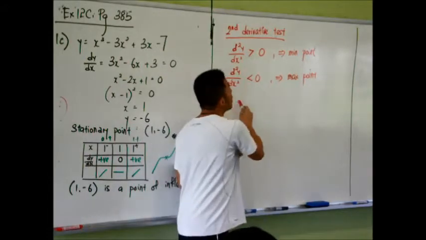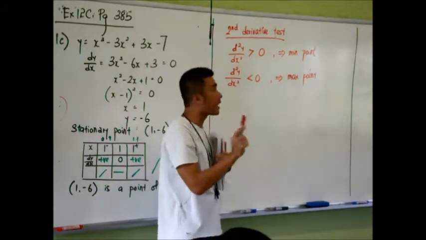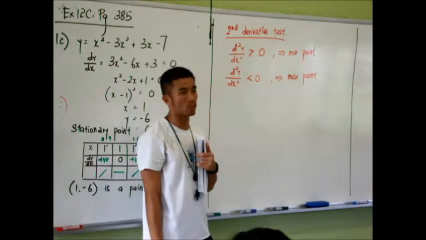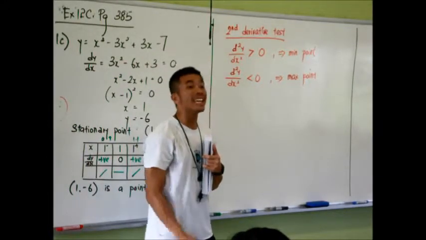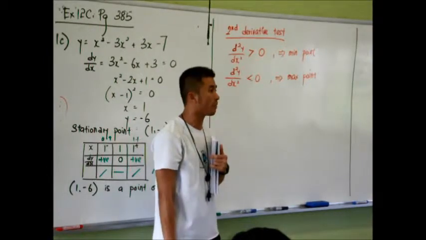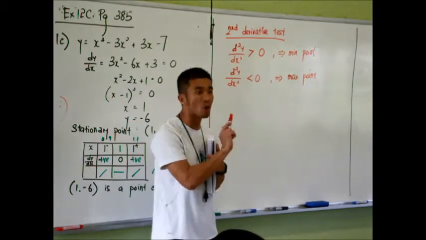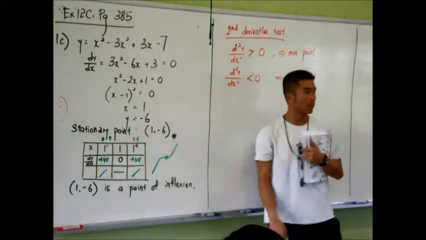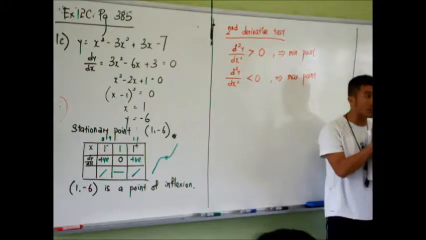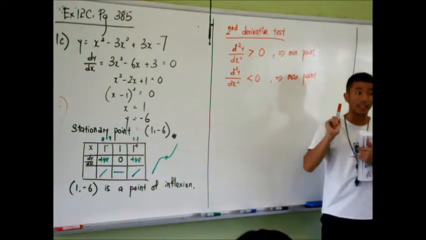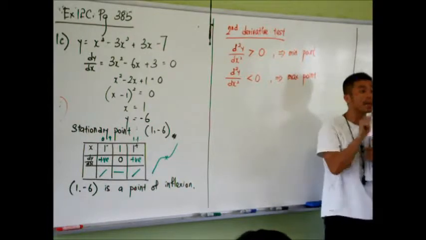Okay? Now, the second derivative test only has these 2. It doesn't have equal to 0. So the thing now is, if it's equal to 0, what happens? You cannot conclude it's a point of inflection. It's not conclusive enough to say that. So you must go back and use the table. If the second derivative is equal to 0, you cannot conclude it's a point of inflection. That's a big no-no.